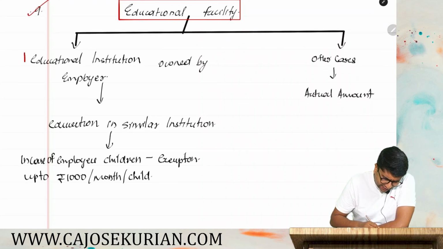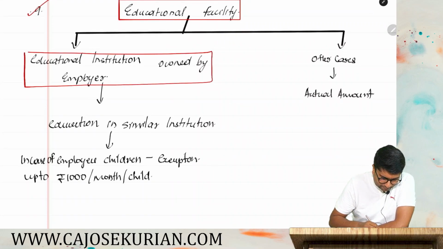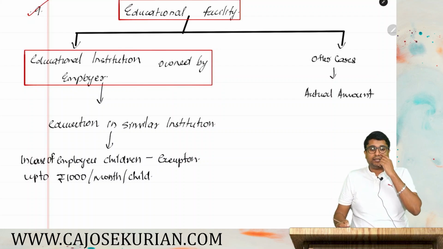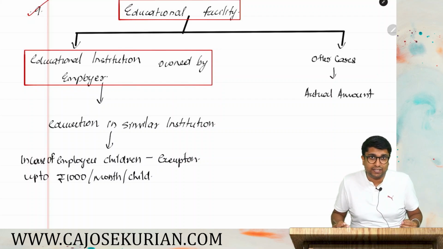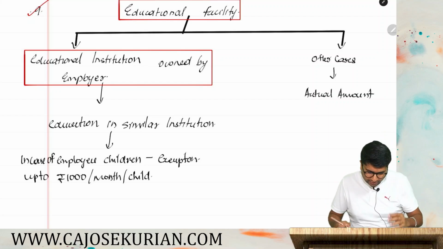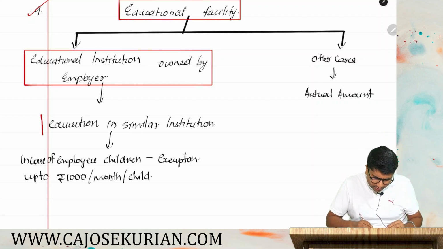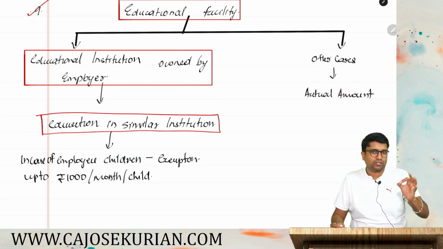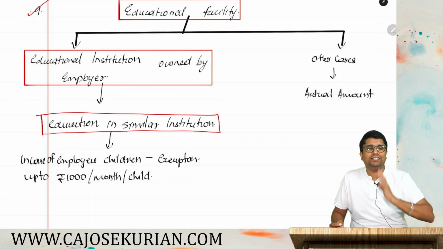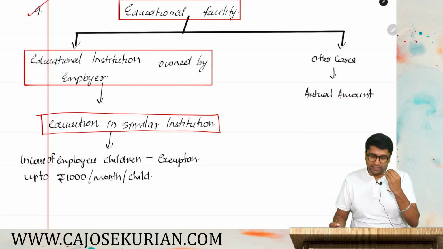So if the educational institution is owned by the employer, say for example, the employee's children or employee's dependents are studying in a school which is owned by the employer, then how do you value the perquisite? What is the cost of education in a similar institution, and that exact cost of education in a similar institution shall be the value of perquisite received by the employee.